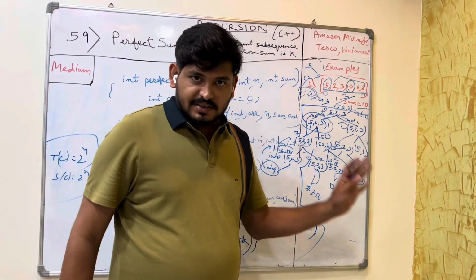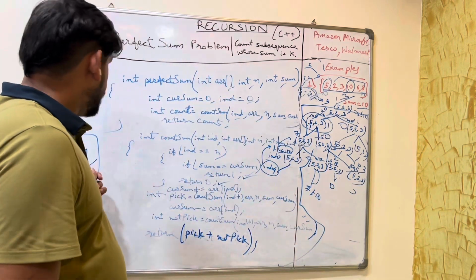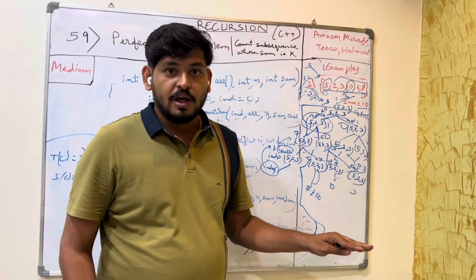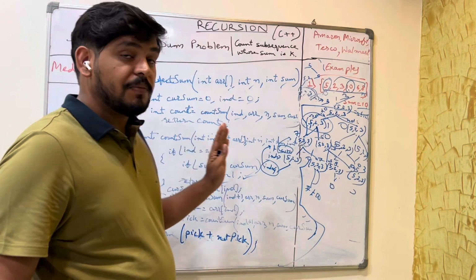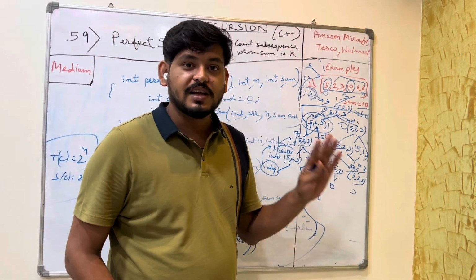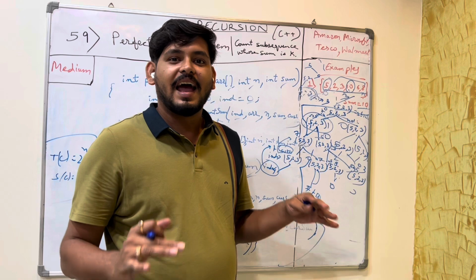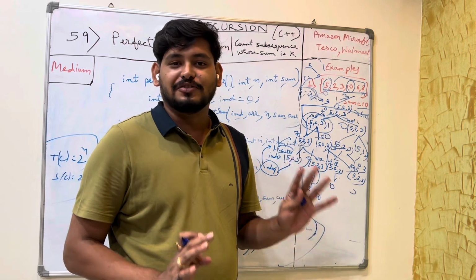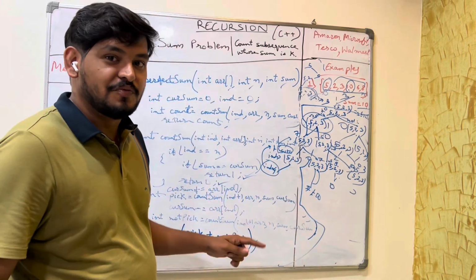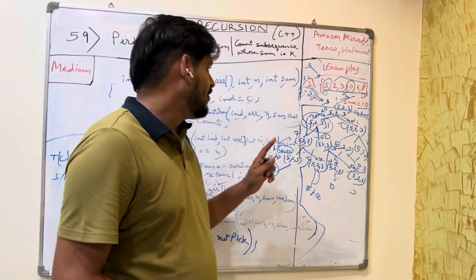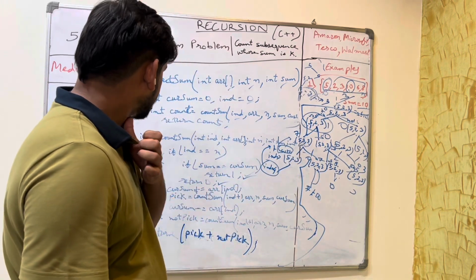So I hope the explanation is clear. So this time complexity has to be improved, and we can improve the time complexity of recursive solutions using extra space and using dynamic programming logic. So that we will discuss when we discuss dynamic programming. For now, this is the recursive solution.